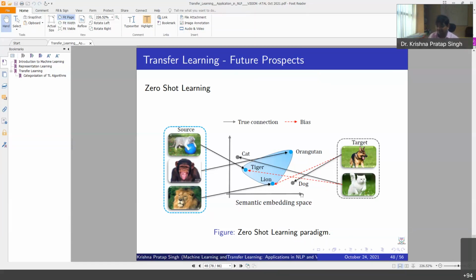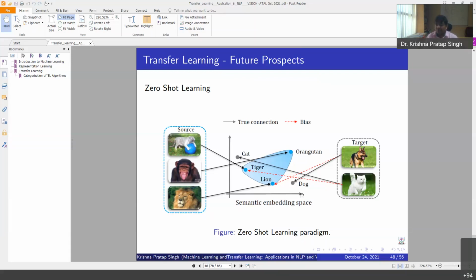Just transfer the knowledge. This is one of the challenging problems, not so easy. Or if you have only one image in the target domain, then how can you increase the accuracy? This is one-shot learning. If you have only one or two images, then it is two-shot learning or few-shot learning.